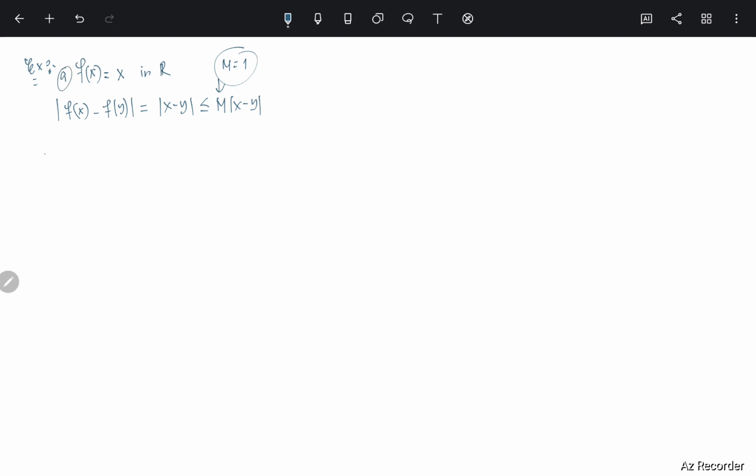Okay, let's look at some other example. Let's say f(x) equals |x| in R. Now we know that this function is continuous, right? So f is continuous. This we know, it is continuous in R.